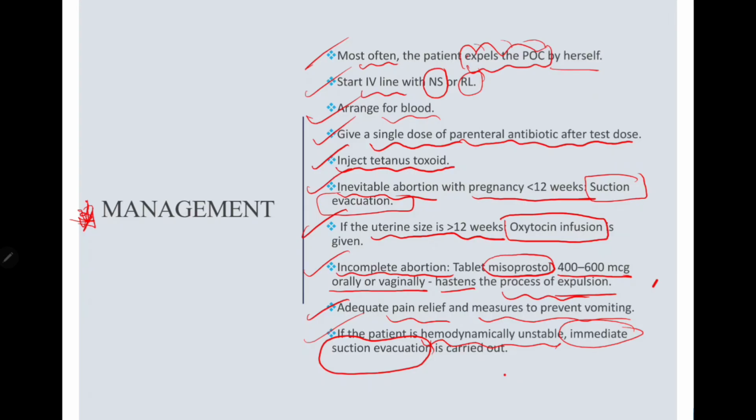So I am revising the management. Most often the patient herself will be expelling the products of conception. You need to start an IV line of normal saline or ringer lactate, arrange for blood, give a single dose of parenteral antibiotic after the test is done, then an injection of tetanus toxoid. In inevitable abortion with pregnancy less than 12 weeks, suction evacuation should be done, whereas if the uterine size is more than 12 weeks, oxytocin infusion is done. In incomplete abortion, give tablet misoprostol 400 to 600 mcg orally or vaginally, which hastens the process of expulsion. Adequate pain relief and measures to prevent vomiting must be given. If the patient is hemodynamically unstable, immediate suction evacuation is carried out.